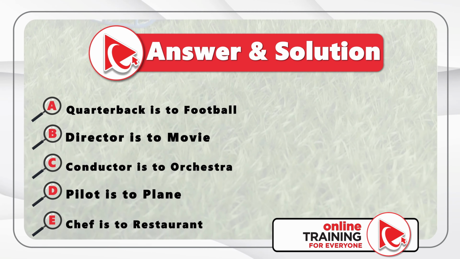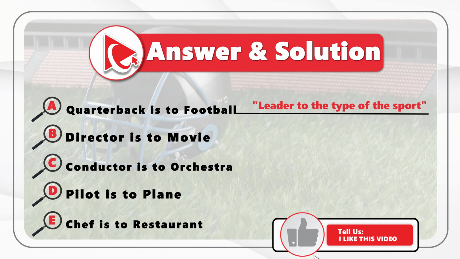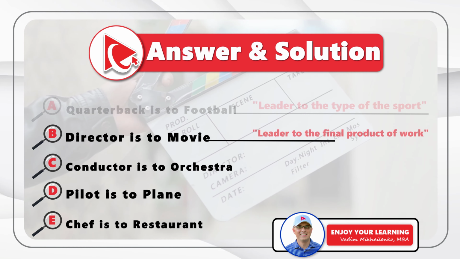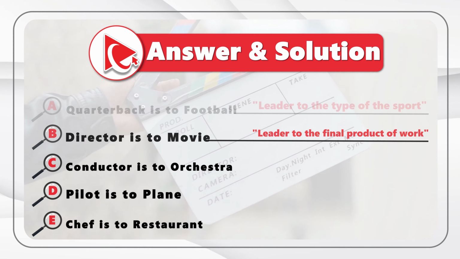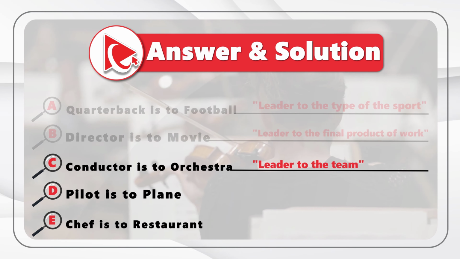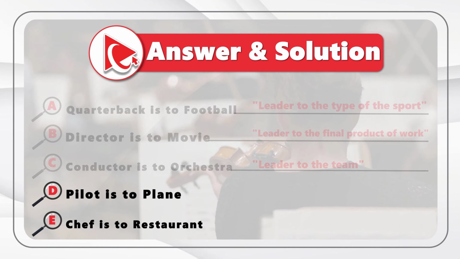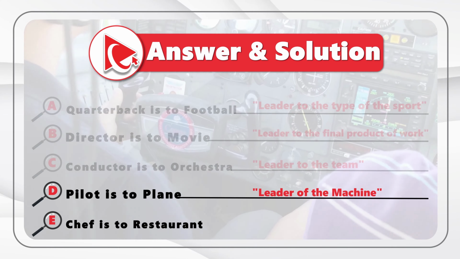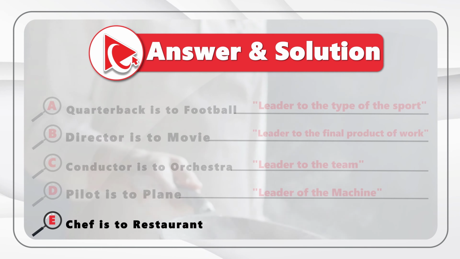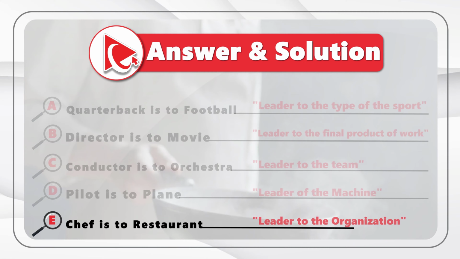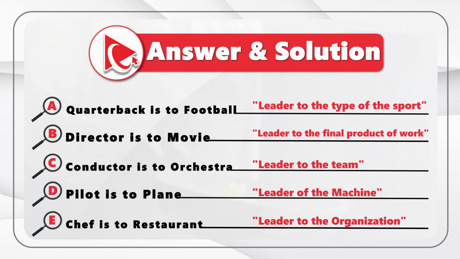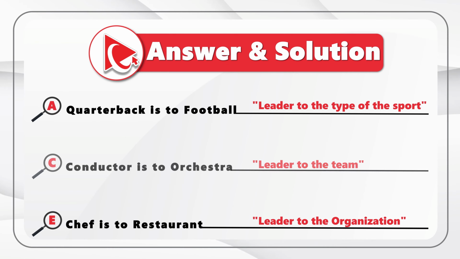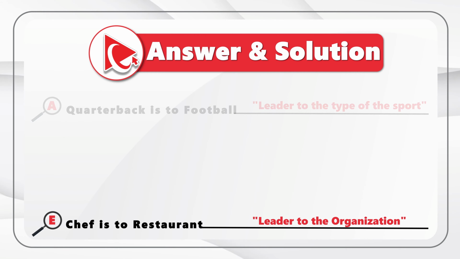For example, quarterback is to football as a leader is to the type of the sport. Choice B, director is to a movie, is as a leader to the final product of work. Choice C, conductor is to orchestra, is as a leader to the team. Choice D, pilot is to a plane, is similar to the leader of the machine. And last but not least, choice E, chef to the restaurant, is as a leader to the organization. As you can see, by eliminating the options that do not maintain the relationship, we found the correct pair of words that represent the correct analogy.